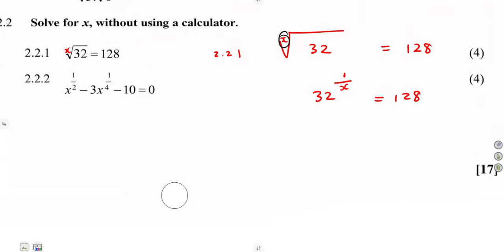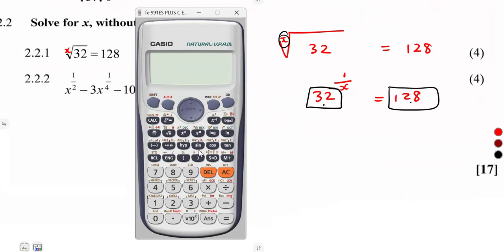So how can we solve for x, guys? x is in the denominator. So we can play around with the bases 32 and 128. Can these two be written in the same base? Yes, they can, in the base of 2. Or just try to write them in simplest form. This is how you can have 32 as a product of its prime factors in simplest form. 32 is equal to 2 to the exponent of 5. This is the simplest form.